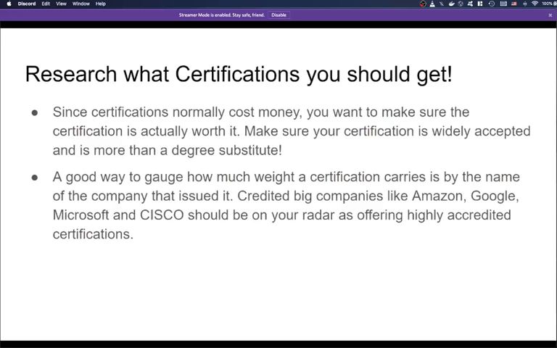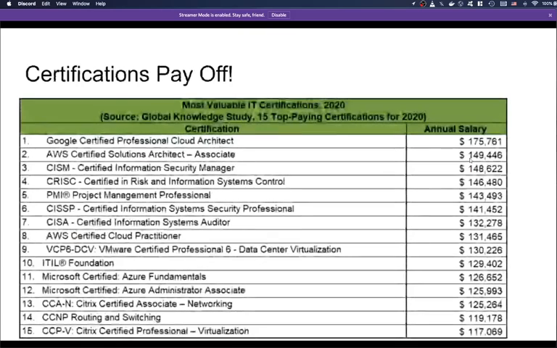So in order to gauge how much weight a certification carries, normally a good gauge is the company that is issuing the certification. So we're talking Amazon, Google, Microsoft, and Cisco. These should be on your radars as highly accredited certification companies that offer good certifications. So just to prove that, we are going to look at the certifications that pay off.